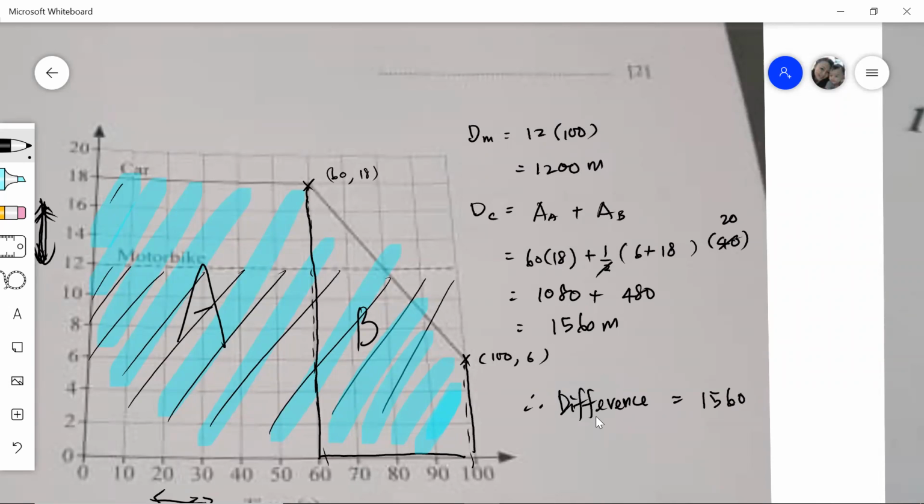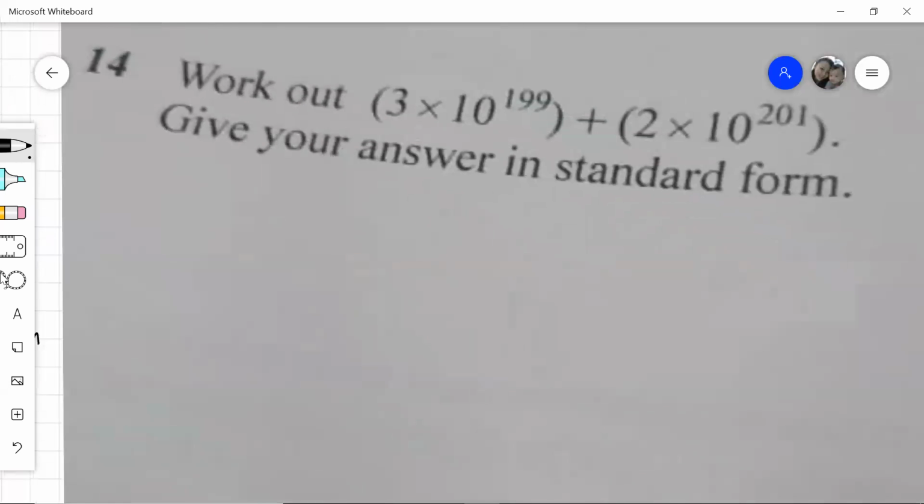Therefore, the difference in the distance traveled will be taking the higher one minus the lower one, and the unit is meters. So the answer will be 1,560 minus 1,200, which is 360 meters. That is the difference. Okay, all right. So let's move on to this.